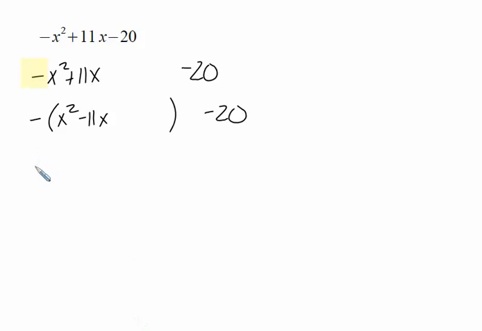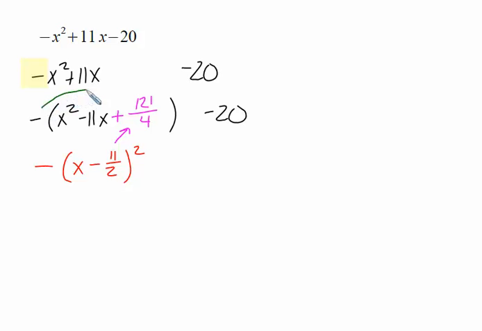Now we complete the square. So this will become x minus 11 halves in the parentheses being squared. But now we square the 11 halves. 11 squared is 121, that's the numerator. 2 squared is 4, that's the denominator. And when we square the negative, it becomes a positive.